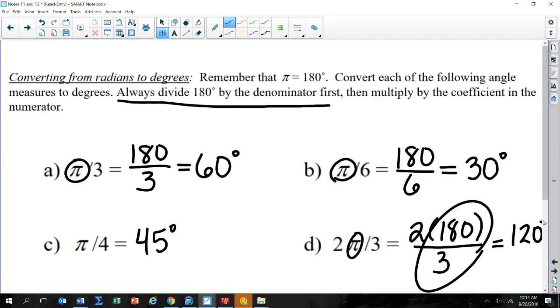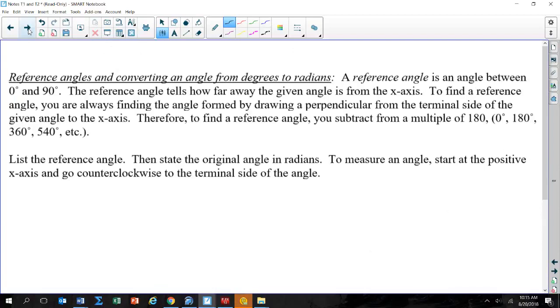If you're someone that resists change, and you're like, well, Mrs. G, I've always converted from radians to degrees by multiplying by 180 over pi. That's fine. If that works for you, you can still do that. It'll always work. I'm just trying to give you a faster way to approach these problems. All right. So you'll complete the rest of those from homework.